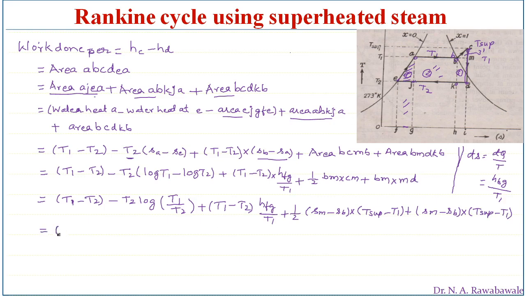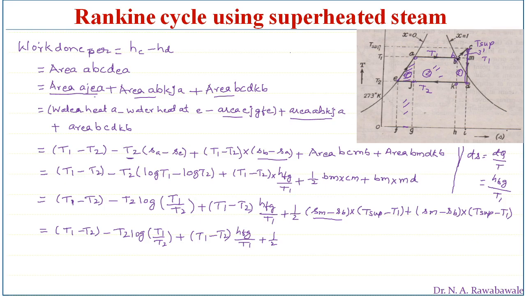So next we can write as T1 minus T2, minus of T2 log T1 divided by T2 as it is, plus T1 minus T2, HFG divided by T1, plus of half Sm minus Sb, entropy at M minus entropy at B. This is entropy in the superheated region.